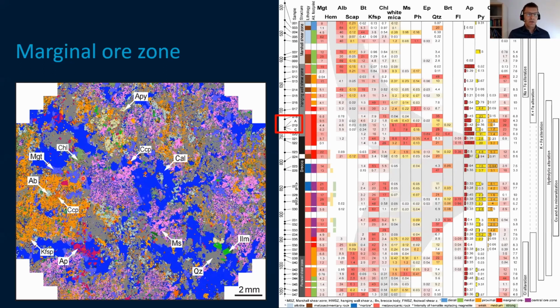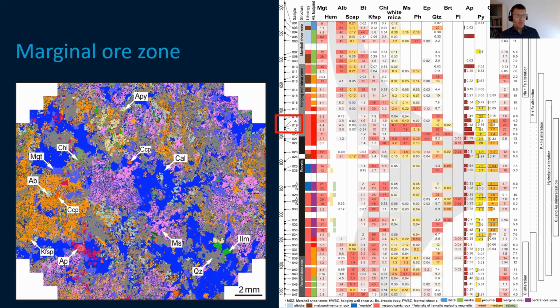If we go to the marginal ore zone, we see lots of evidence for hydrolytic alteration. For those of you that don't know or don't remember what it is, it's basically the reaction of minerals with an acidic fluid. In that case, the replacement of K-feldspar by white mica. And it's important that this reaction is quartz conservative, so the quartz is going to be redistributed, but it's not adding or leaching anything out of it.